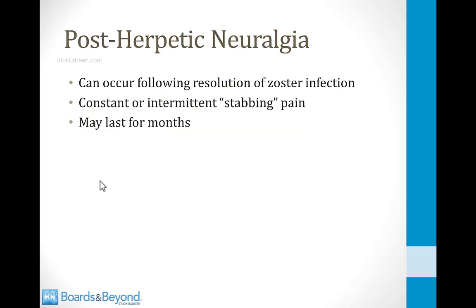Usually the eruptive phase resolves over a few weeks or a month or so, but sometimes patients go on to develop what's called post-herpetic neuralgia. This occurs following resolution of the zoster infection and rash. Patients are left with constant or intermittent stabbing pain. It can last for months or even years, and it can be a severe and debilitating chronic pain disorder.